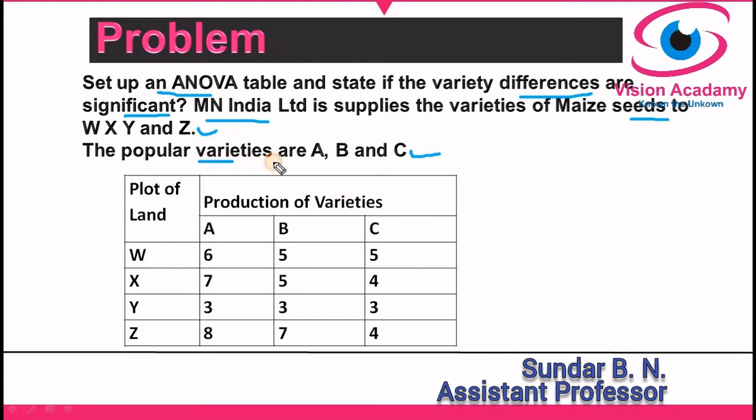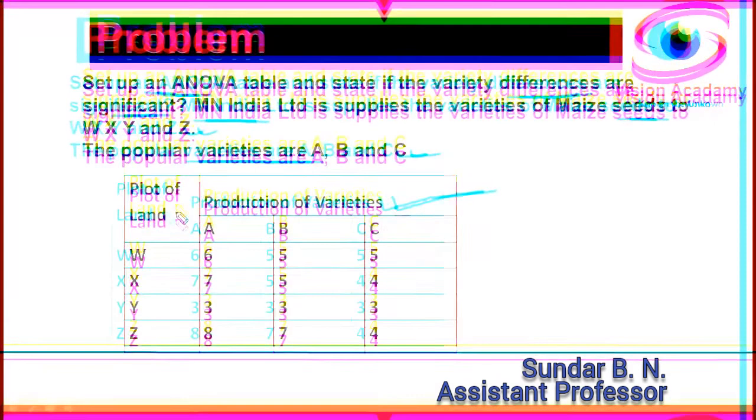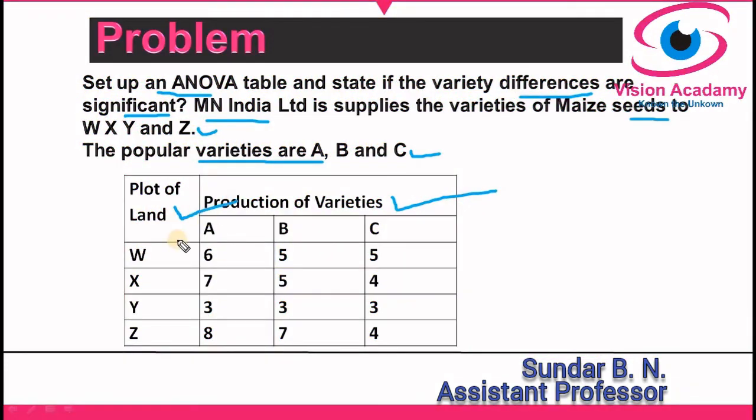We know that the popular varieties are A, B, C. So these are the production of varieties A, B, C, and we also have plots of land W, X, Y and Z. Here we are going to solve a problem on ANOVA instead of a 2 sample t-test because we have 3 samples here. It goes to K levels. So A, B, C are 3 samples, which is perfectly an ANOVA type of problem.